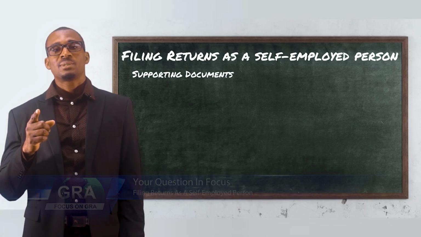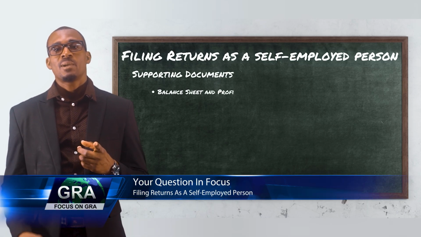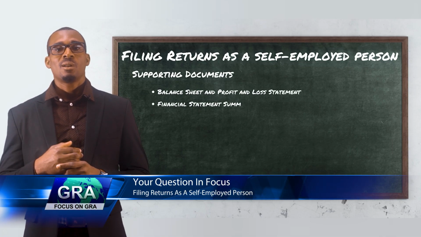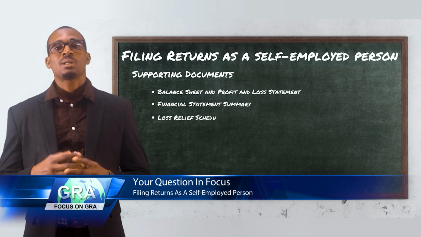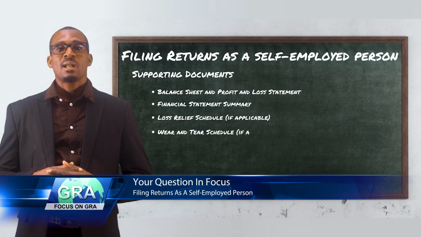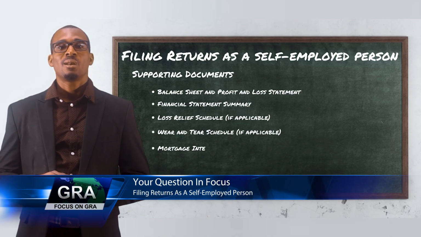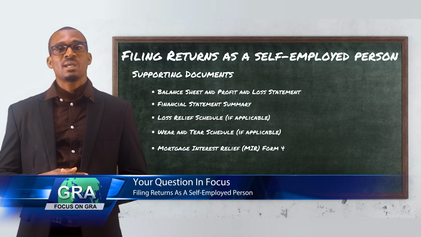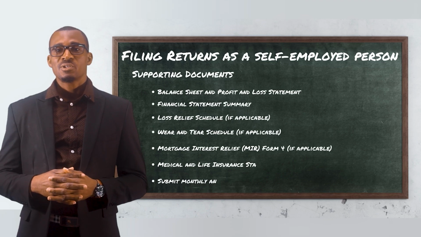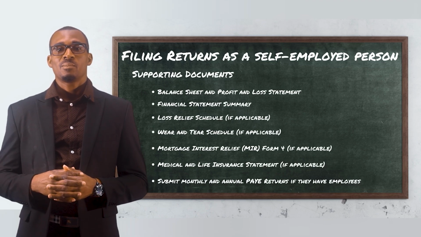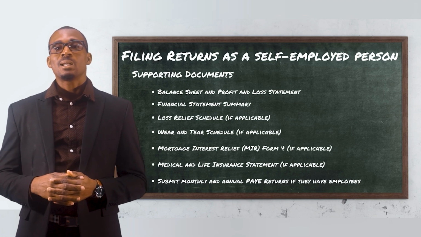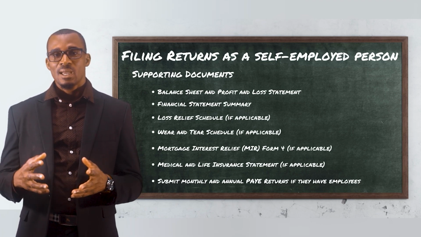1 individual income tax return. The following supporting documents must be attached to the individual tax return: balance sheet and profit and loss statement as prepared by an accountant or tax preparer, which is optional. Financial statement summaries such as provided by the Guyana Revenue Authority dealing with the balance sheet and profit and loss statement. In addition, loss relief schedule may be applicable, wear and tear schedule if applicable, mortgage interest relief, Form 4s if applicable, medical and life insurance statements if applicable. Submit monthly and annual PAYE return if they have employees.